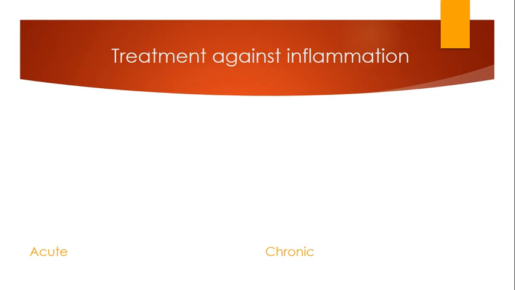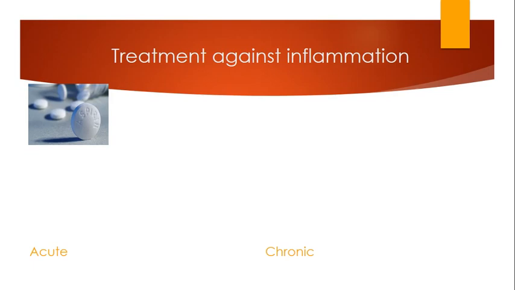Treatments for acute inflammation. NSAIDs counteract the cyclooxygenase enzyme, which synthesizes prostaglandins, which create inflammation. If prostaglandin synthesis can be blocked, inflammation and pain are either eliminated or reduced. Examples include aspirin and ibuprofen.